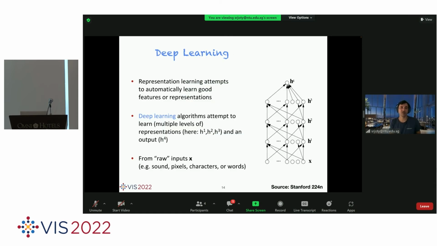Instead, what we are going to do in deep learning is learn the representation or features of the input objects. Representation learning here attempts to automatically learn good features or representations in different layers of the models, from very raw features to different abstract features. We are going to do this directly end to end. The input is going to be a raw input like sound, pixels, characters, and words. The output can be, let's say, sentiment labels, or some self-supervised or unsupervised labels like language modeling.